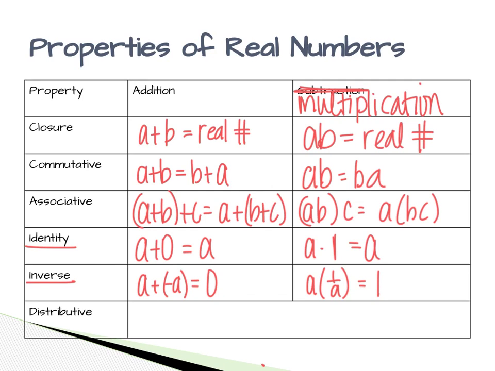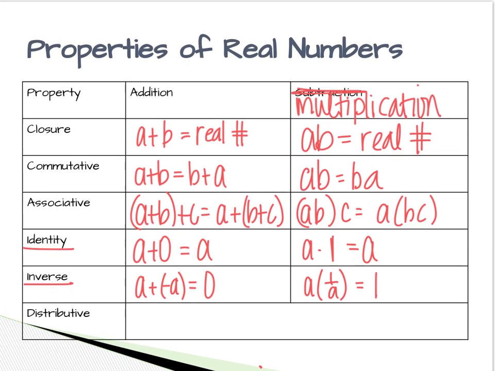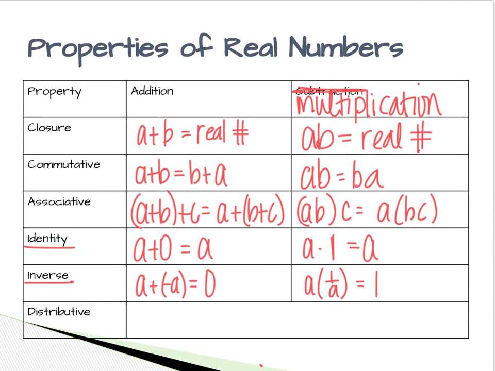And then you have the distributive property, which kind of goes over addition and multiplication. If you have something multiplied by addition, like A times B plus C, that's the same thing as A times B plus A times C. And that's the distributive property.